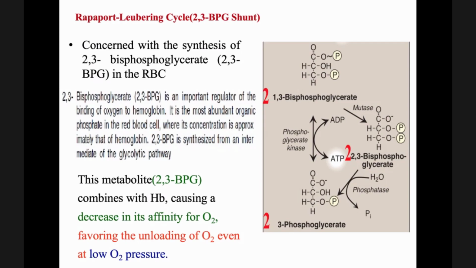This enzyme is produced during glycolysis. It is the 2,3-bisphosphoglycerate. 1,3-bisphosphoglycerate is converted via mutase to 2,3-bisphosphoglycerate. The presence of 2,3-bisphosphoglycerate helps decrease the affinity of oxygen, which favors the unloading of oxygen even at low oxygen pressure. Then via an enzyme called phosphatase, and in the presence of water, one phosphate group will be removed and replaced by a hydroxyl group, and this will give us 3-phosphoglycerate.